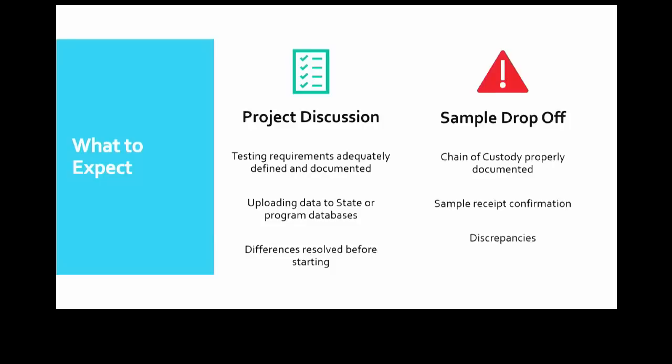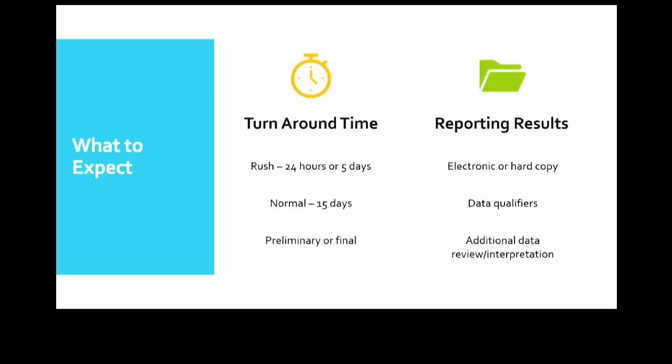And so any of those kind of discrepancies, you're going to want to make sure that you're notified, because again, that could impact your overall project. You'll want to be aware of turnaround times. A lot of times the laboratories go through what is called a rush, where you can get results within 24 hours or 5 days. The normal turnaround time is 15 days.